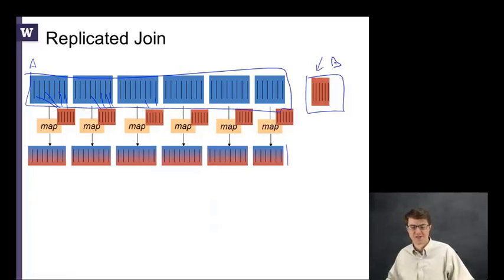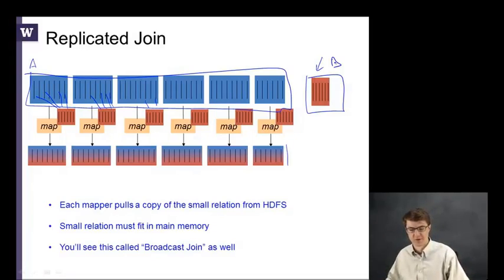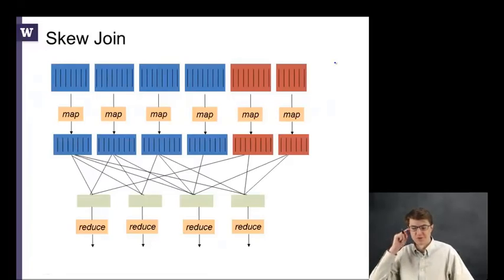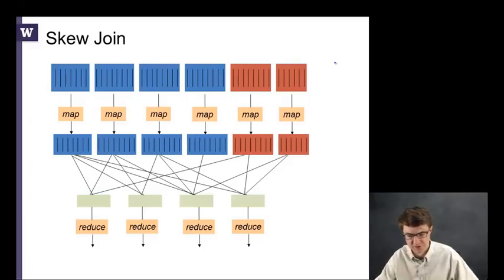Okay. So you might see this called a broadcast join as well. The small relation must fit in memory, and the idea is that each mapper in the map function pulls a copy of the small relation directly out of HDFS. Okay. All right, so for the skew join, the situation is as usual.